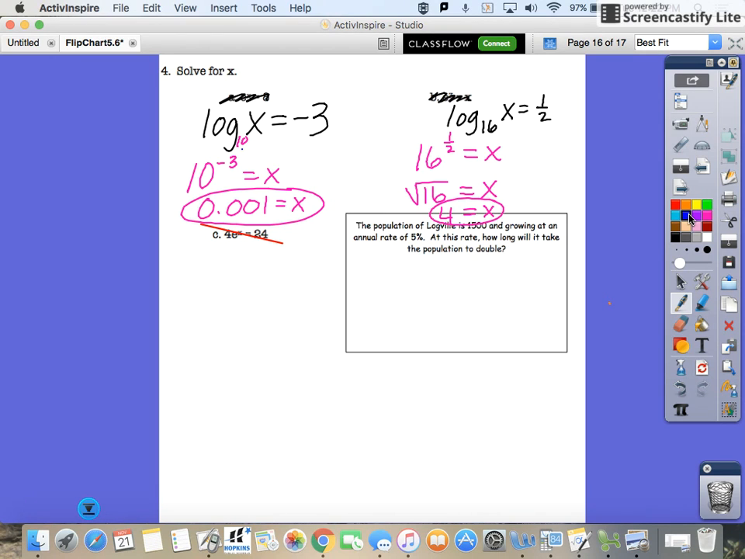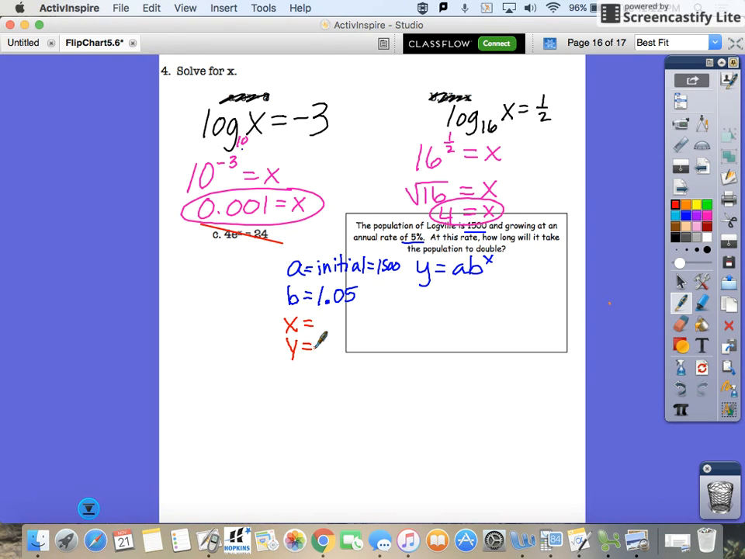All right, this last problem is a little bit more in depth just because it's a word problem. Says the population of Logville is 1,500 and it's growing at 5%. How long will it take it to double? So we have to figure out y equals a times b to the power of x. A is our initial, which is 1,500. B is our growth rate, which is 5% in addition to our 100%, which is 1.05. Then we have to figure out x and y, the two variables.